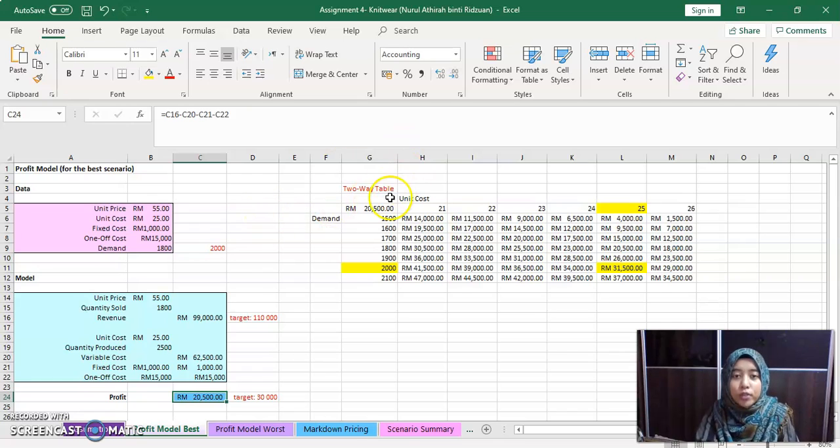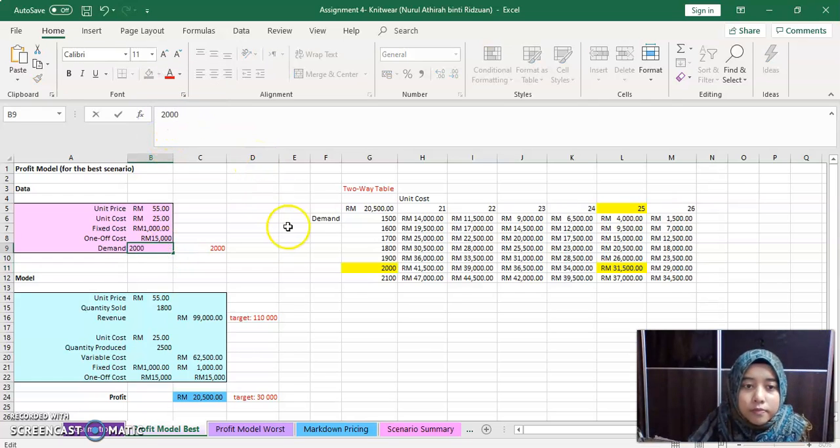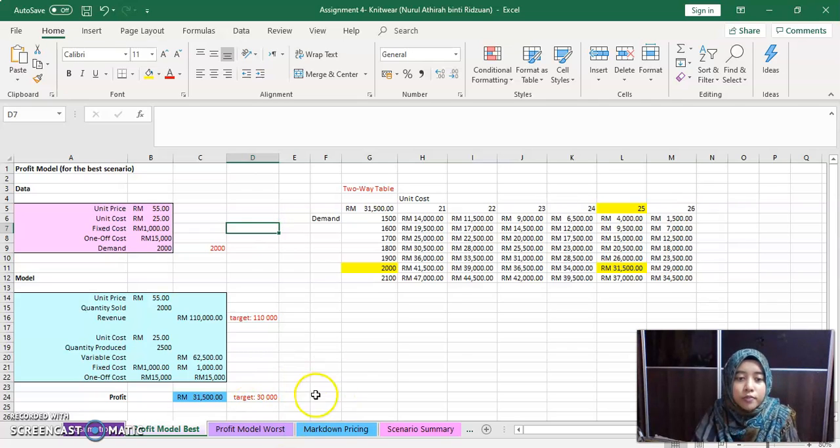So I decided to make two-way table between the demand and unit cost. Okay, the unit cost range I made is from 21 to 26 ringgit, while the demand is 1,500 to 2,100 units. So when I calculate and see all of this, the nearest target for 30,000 is 31,500, and the demand I need to change to 2,000. Okay, let's see. How about if I change to 2,000? Yes, it achieved my target and also it achieved my revenue too.